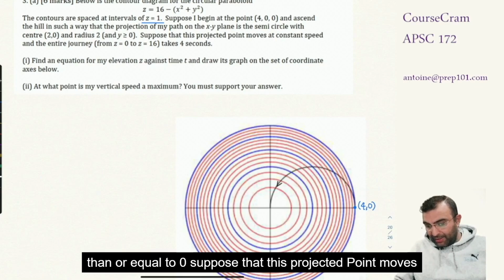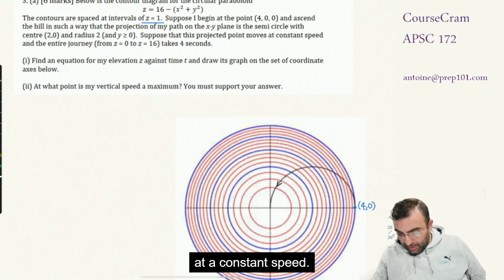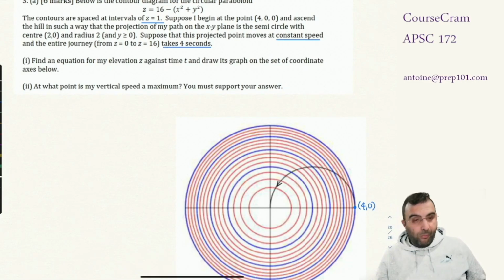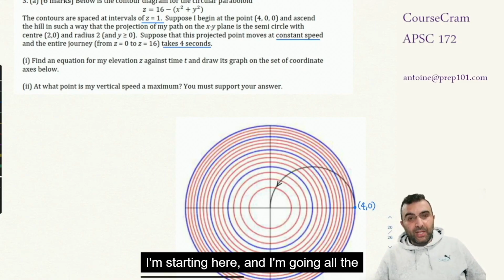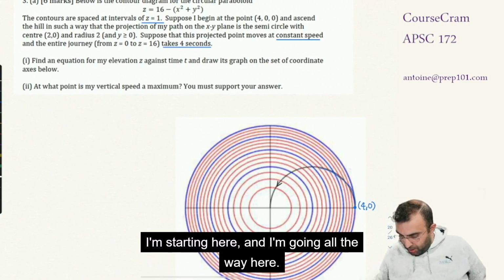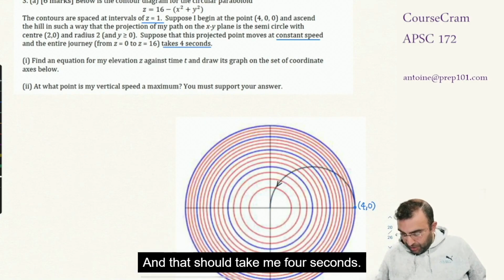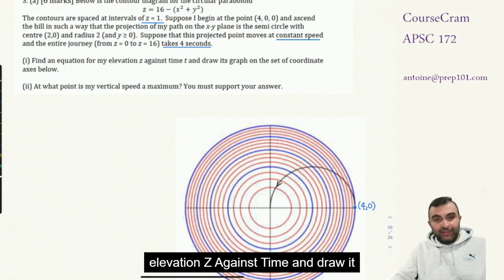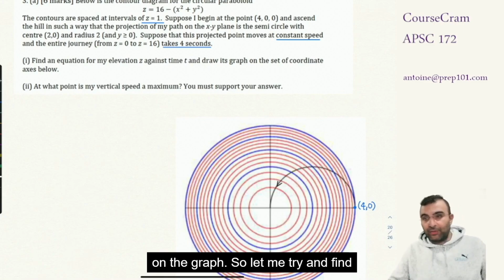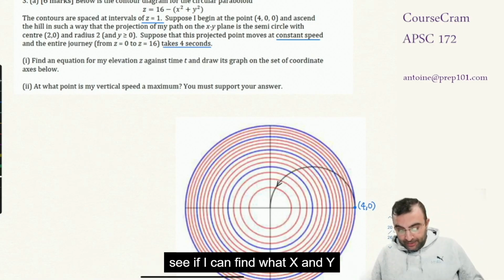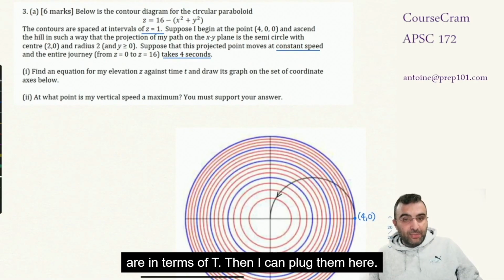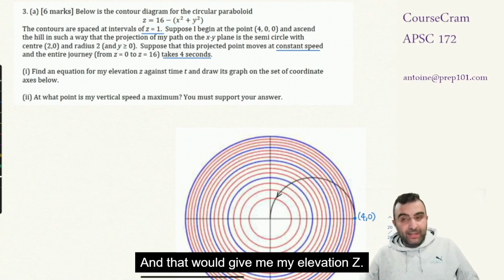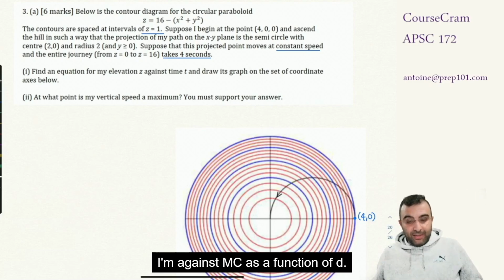Suppose that this projected point moves at a constant speed, and the entire journey takes 4 seconds. So I'm starting here and I'm going all the way here, and that should take me 4 seconds. Find an equation for my elevation z against time and draw it on the graph. So let me see if I can find what x and y are in terms of t, then I can plug them here, and that would give me my elevation z as a function of t.